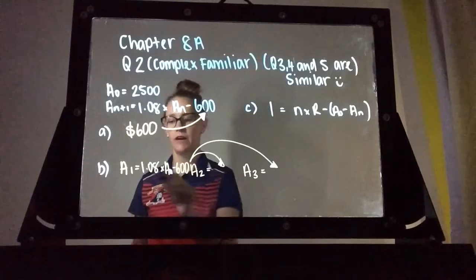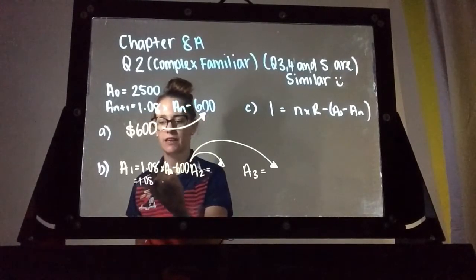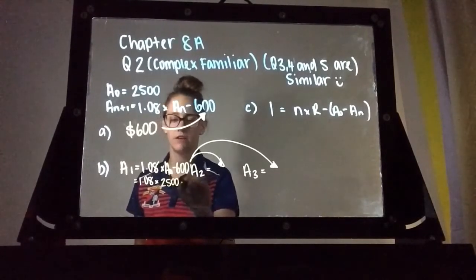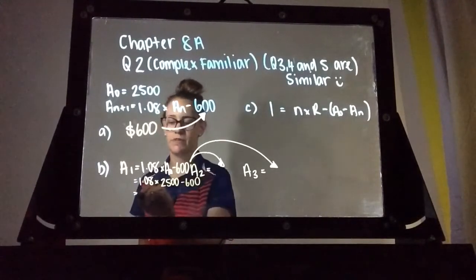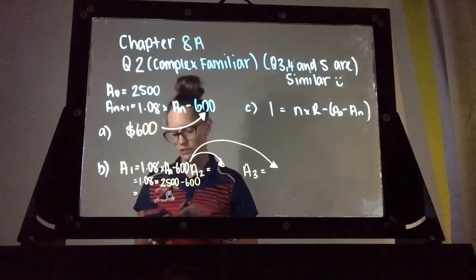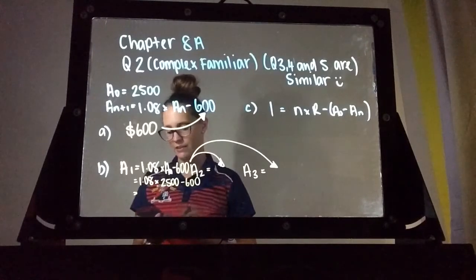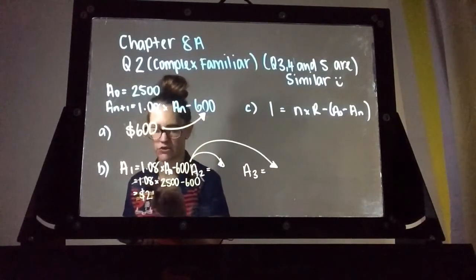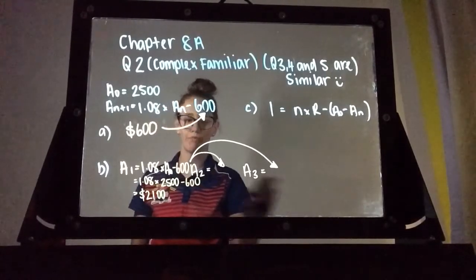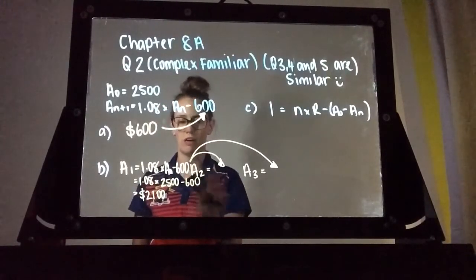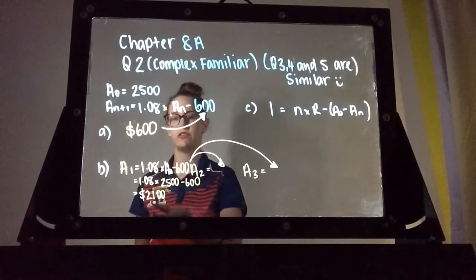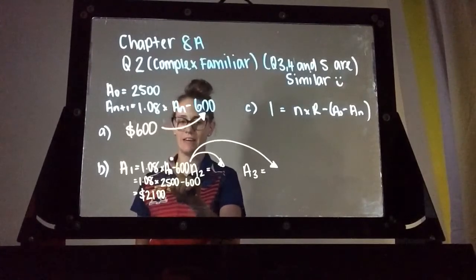So to work out my starting one, I'm going to be using the amount that I'm initially investing. So 2,500 minus 600. So when I go to enter that into my calculator, 1.08 times 2,500 take 600 is 2,100. So that's how much I owe after 1 payment. We want it for 3, so I need to do it 2 more times. The only thing that changes for this one is I'm substituting 2,100 into that An section.